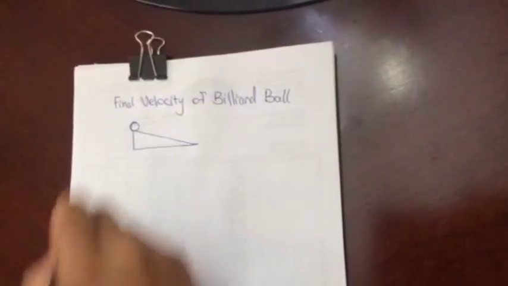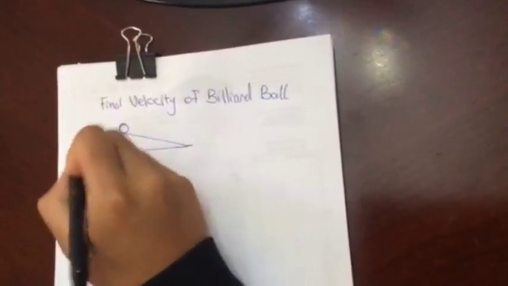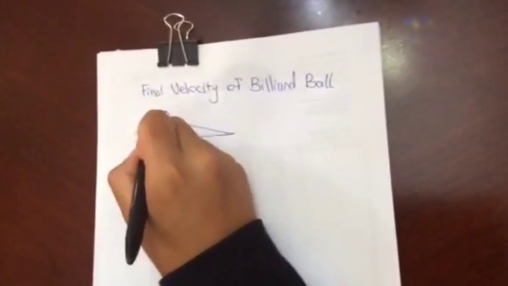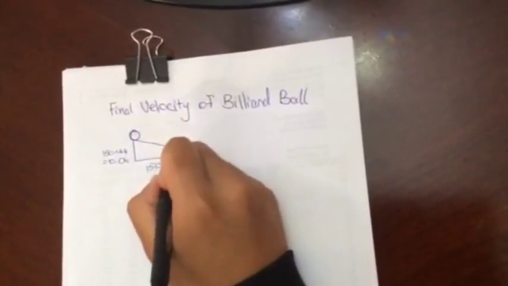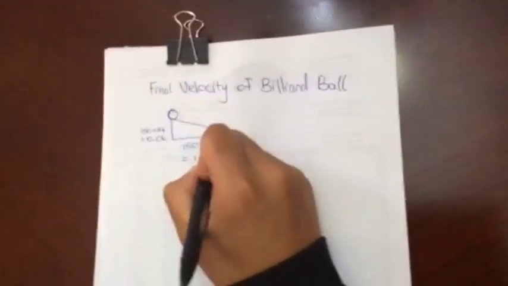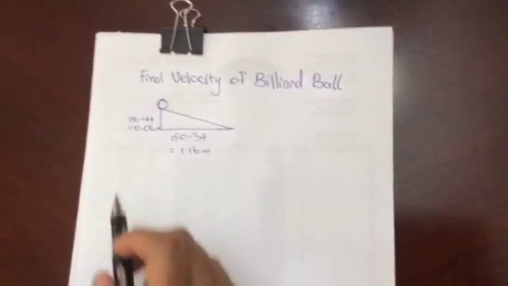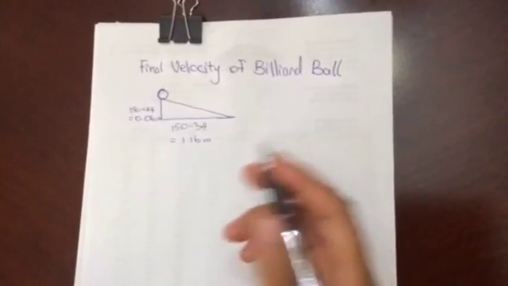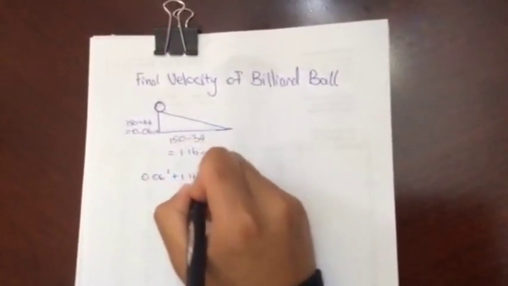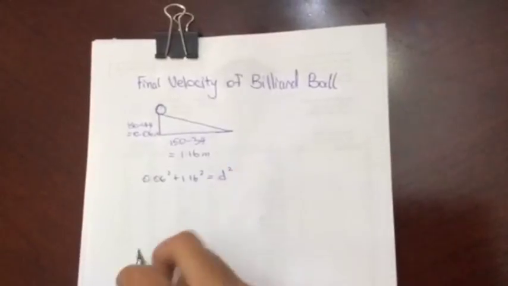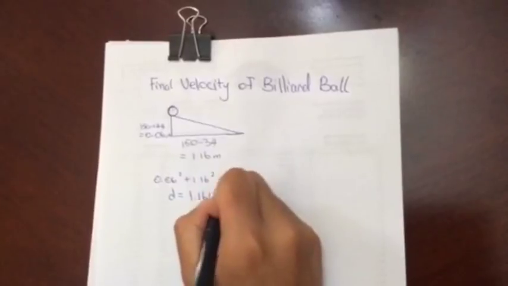So from the picture, I could tell the vertical displacement is 150 minus 144, since the tape measure starts at 150. So that equals 0.06. And the horizontal displacement is 150 minus 34, or 1.16 meters. So using the Pythagorean theorem, I could get the displacement of the ball. So 0.06 squared plus 1.16 squared equals displacement squared. So solving for displacement, I would get 1.16155 meters.